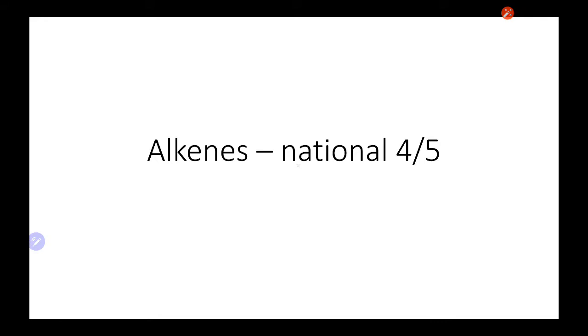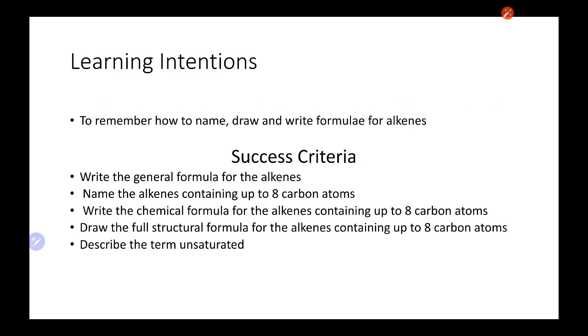So the stuff we're going to talk about in this video is National 4 and National 5, but mainly National 4, because the National 5 alkene stuff is very similar to what we have done with the alkanes, naming the branched alkanes and all that sort of thing. I think you'll find this stuff pretty straightforward because quite a lot of it is very similar to what we spoke about previously with the alkanes. So let's have a look.